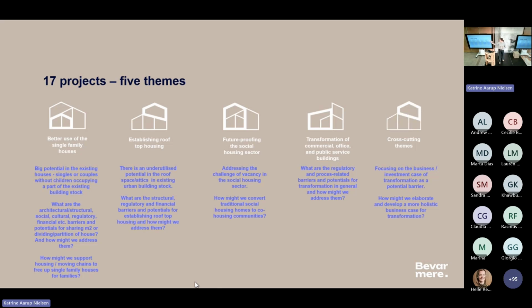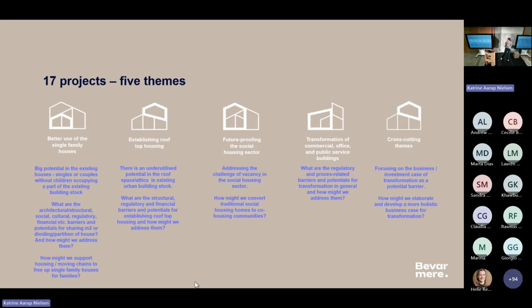Then we have establishing rooftop housing. We see there that there's an underutilized potential in the roof space or the attics in the existing building stock. And our projects who are focusing on this theme are generally trying to answer what are the structural, regulatory, and financial barriers and potentials in establishing rooftop housing.